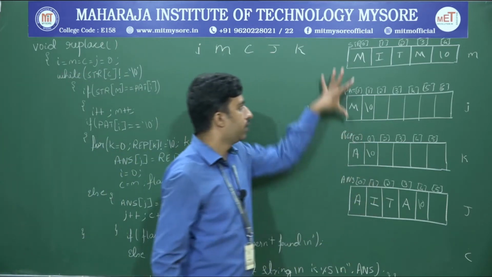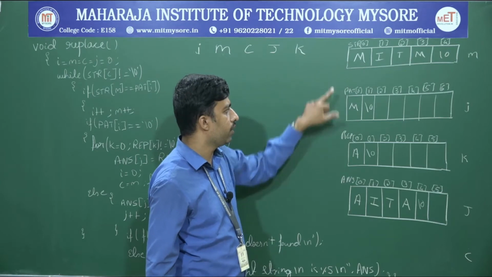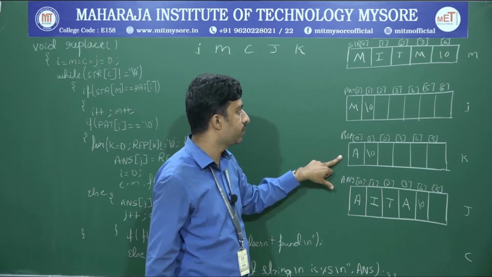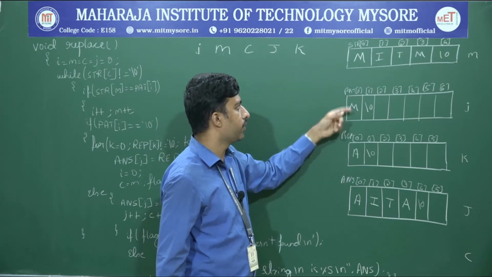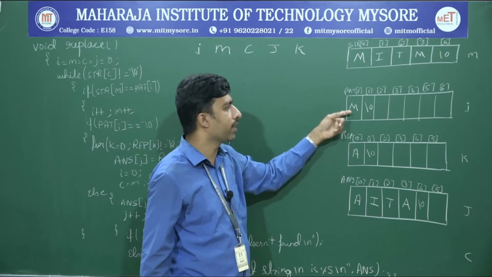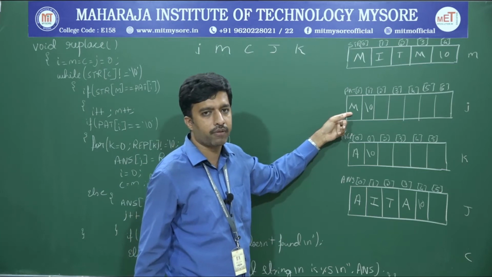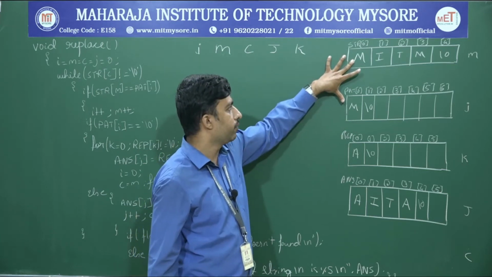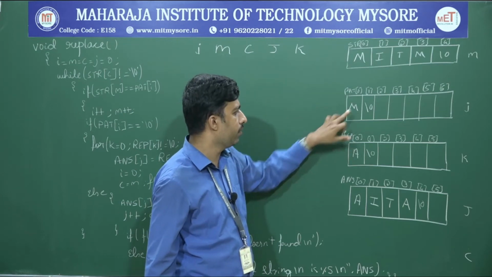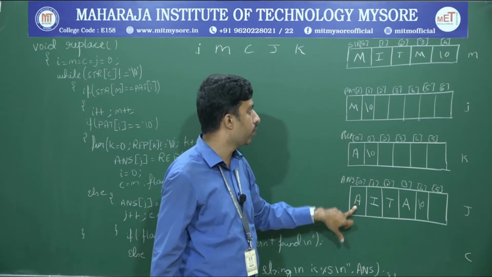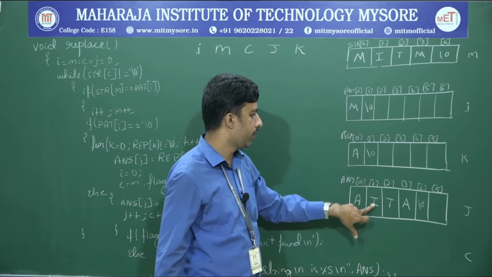We have to read three strings: the main string, the pattern string, and the replacement string. Wherever the pattern string components are present in the main string, you have to replace them. In this example, M is mapped with the pattern string M, and it is replaced by A and stored over here. I does not map with M, so it is retained.